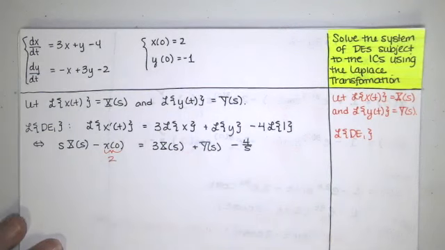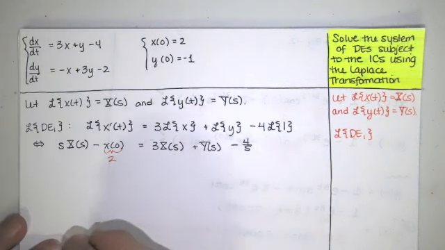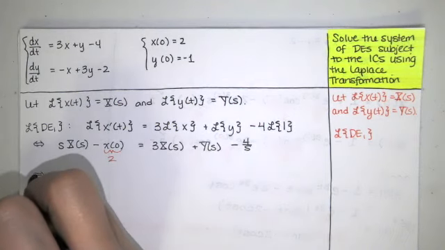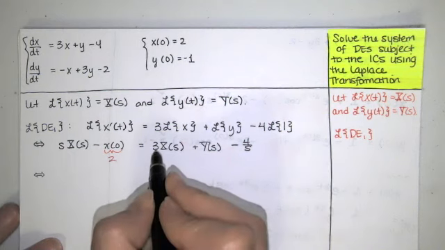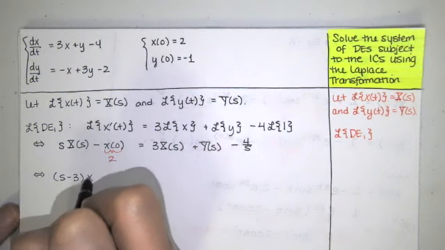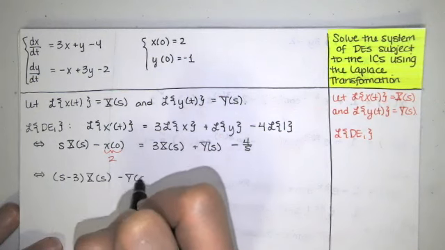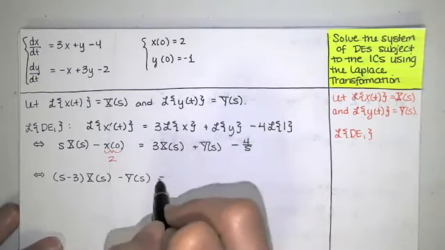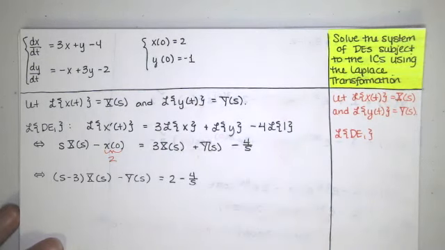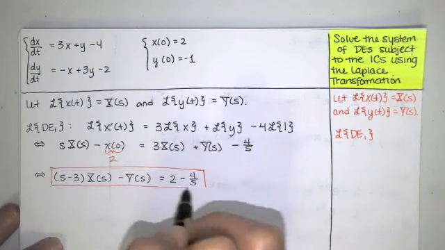Now we want to rewrite this so that all the x terms and y terms are on one side, and all of the terms that do not involve x or y are on the other side, because we're going to solve the system of equations using Cramer's rule. So I would subtract 3 times X of s from both sides, and then factor out that X of s, and then subtract Y from both sides. And then add the 2 to both sides, and you'll end up right here. So that is our first equation involving our two unknowns, X of s and Y of s.